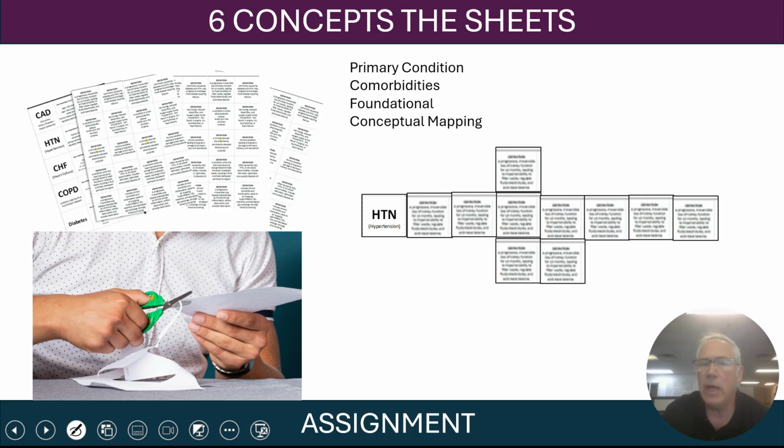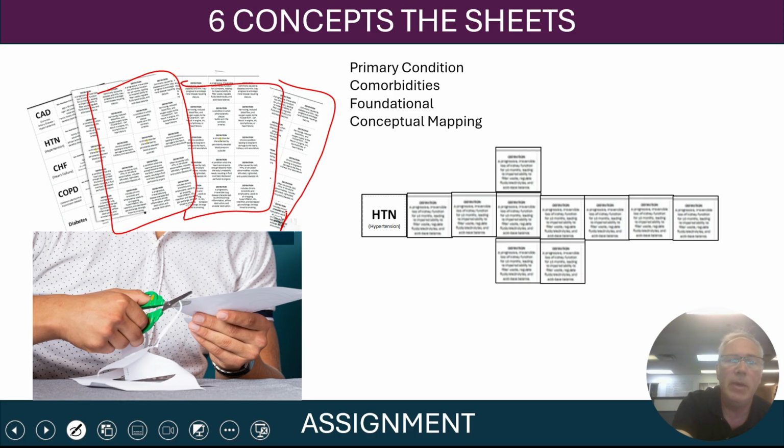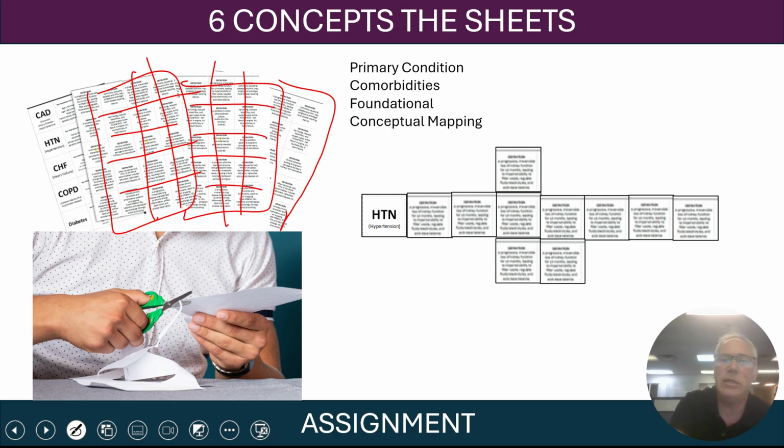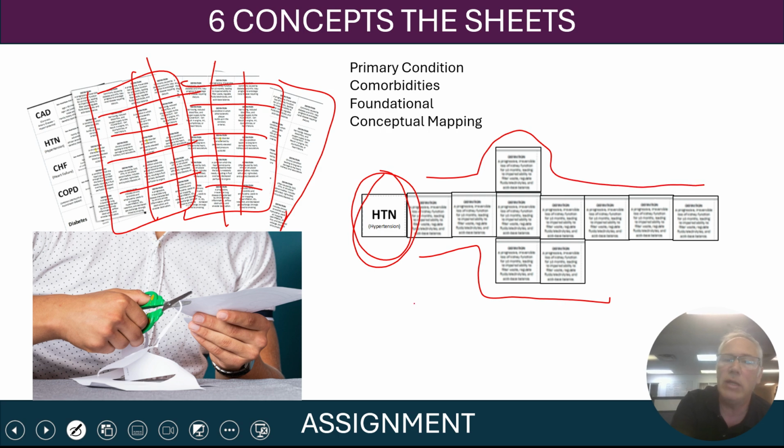So the first thing you're going to get is these sheets. These sheets are basically going to be on paper, and you're going to cut them into different sections. You'll see the lines on it. At that stage, you're going to take the primary condition, which is hypertension, and then you're going to build your concept map. This concept map is an organized method to look at this condition and the different aspects of it, with nursing assessment and also interventions that you'll be doing.